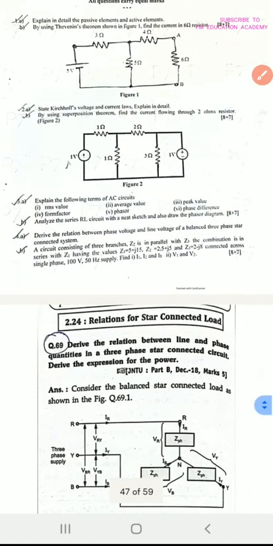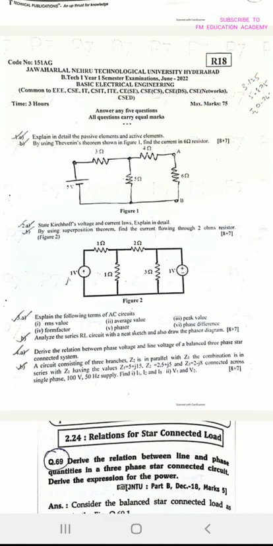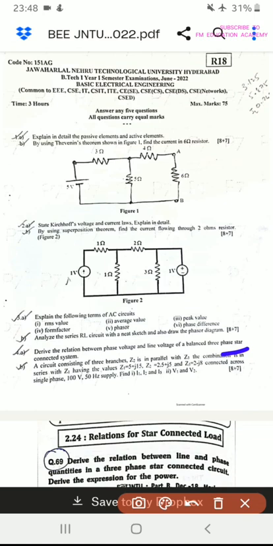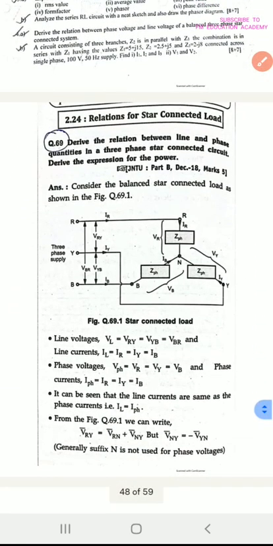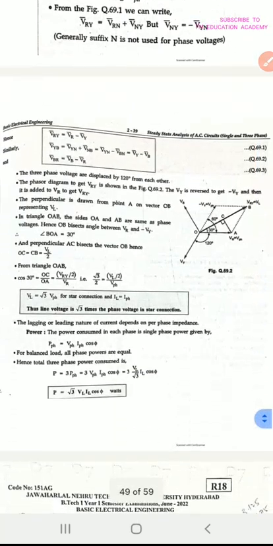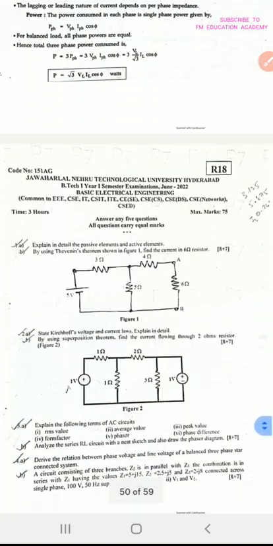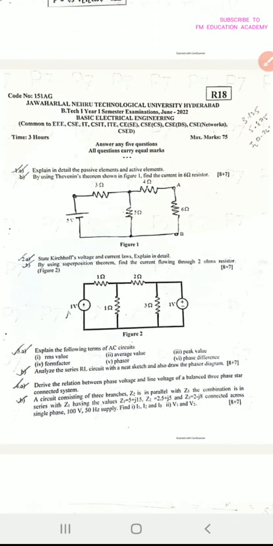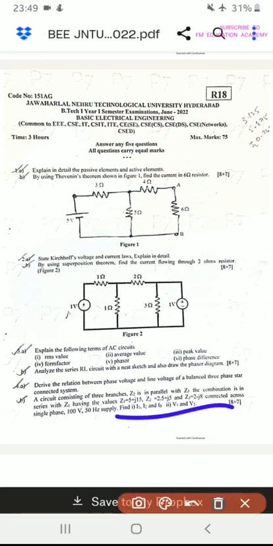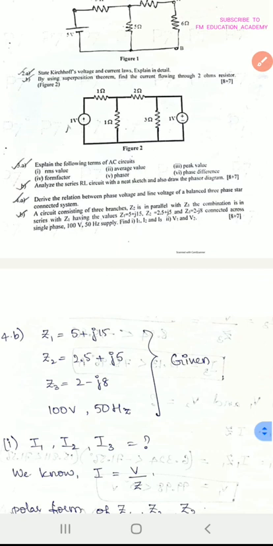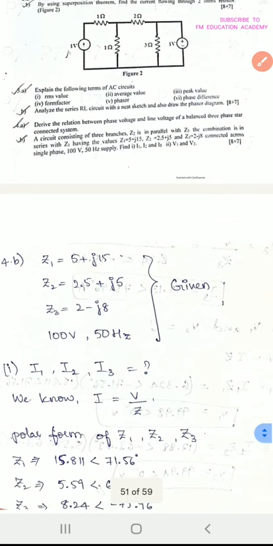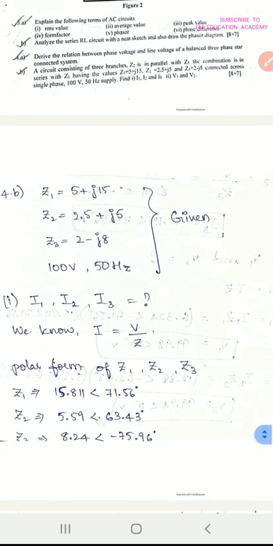Next question is 4A: relation between phase voltage and line voltage of a balanced three-phase star connected system. Next question is a circuit consisting of 3 branches. This is a very easy problem. See, 3 impedances are given to us in the question. Total voltage is given and frequency is given.